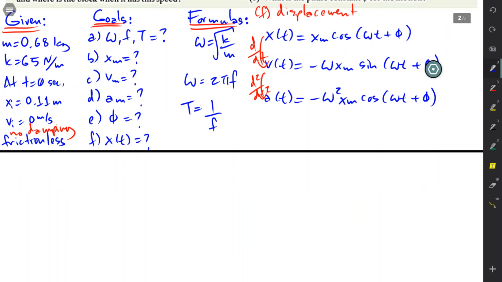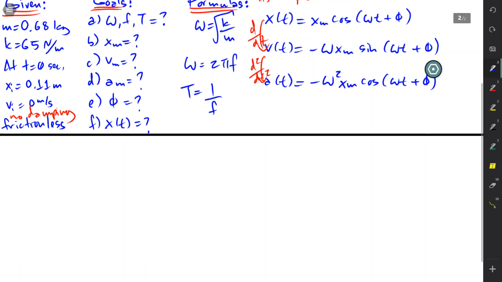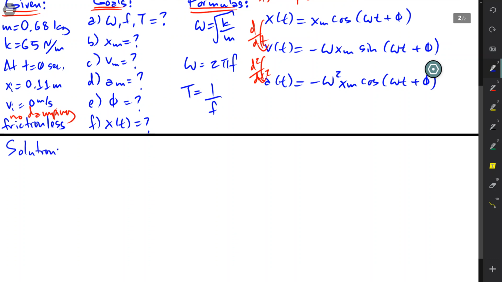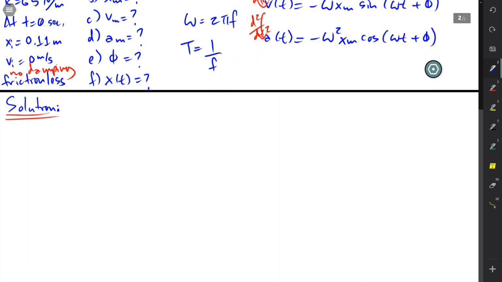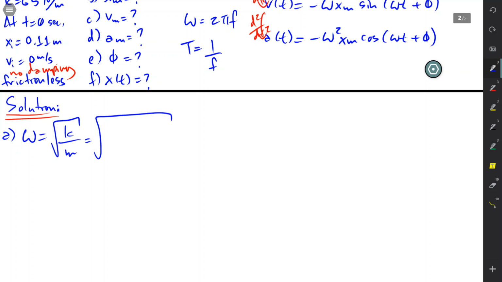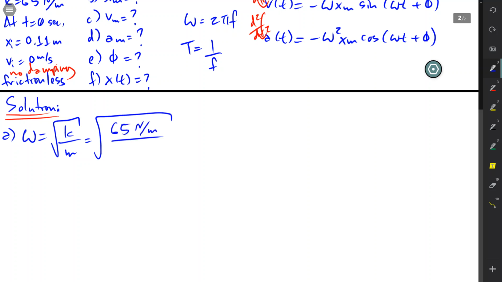I already have the calculations in front of me, so I'm going to skip over that. I'm just going to write the solution as best I can while explaining. You can pause along as you wish. Starting off with angular frequency, it's simply the square root of k over m. Make sure your units are already in metric units, newtons and meters. This one is already given to us in SI units. And the mass, there you go.